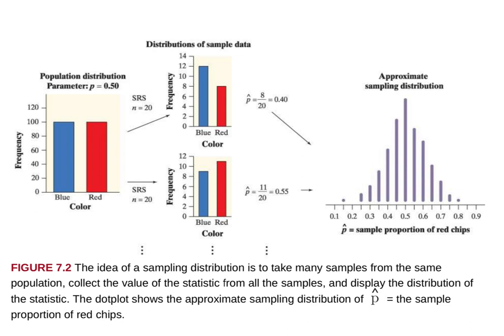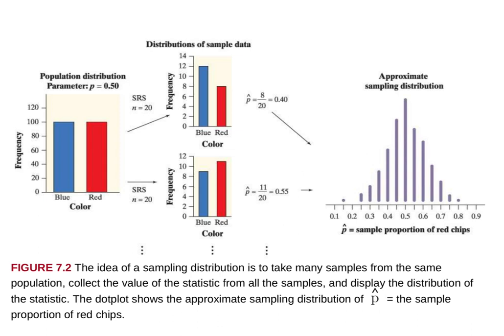So you could pull samples where blue is more likely to occur, or you could have samples where red is more likely to occur. So if you take all of these different distributions that can happen, and you repeat the process over and over and over, hopefully using technology to save you some time, you're going to get an approximate sampling distribution. So essentially the idea of a sampling distribution is to take many samples from the same population, collect the value of that statistic from all of those samples, and display that distribution of the statistic in a dot plot or another type of graphical display.